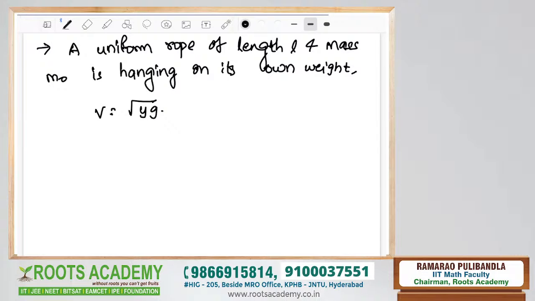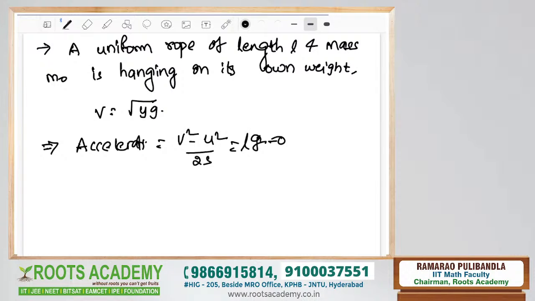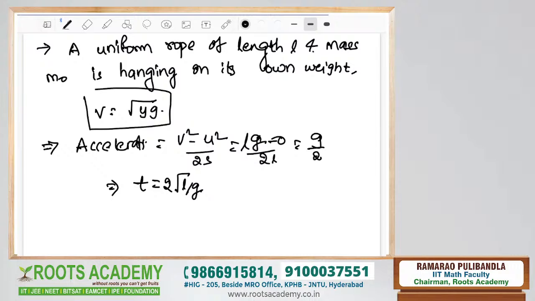So from this, acceleration is equal to v square minus u square divided by 2s. On substituting this, Lg minus 0 divided by 2L, that is g by 2. So from this, time T is equal to 2 into under root of L divided by g. So this is the case when a uniform rope of length L and mass m0 is hanging on its own weight. So then the velocity is nothing but v is equal to under root of y into g.